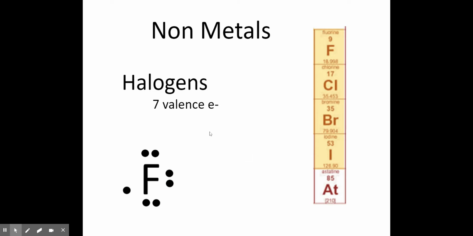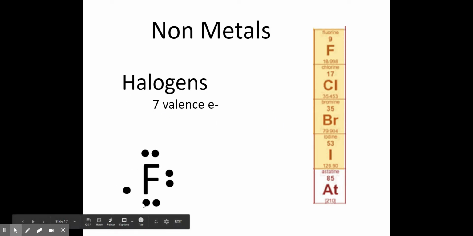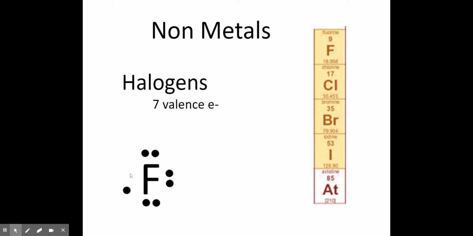Okay? The first group of nonmetals that we want to talk about are the halogens. These start with fluorine, okay? And these include fluorine, chlorine, bromine, iodine. Okay, and these all have 7 valence electrons. So you look at the dot structure for fluorine, it has 7 valence electrons. Okay, these are also pretty reactive, but they like to bond with things that have 1 valence electron, and we'll talk a little bit more about that as we move into bonding.